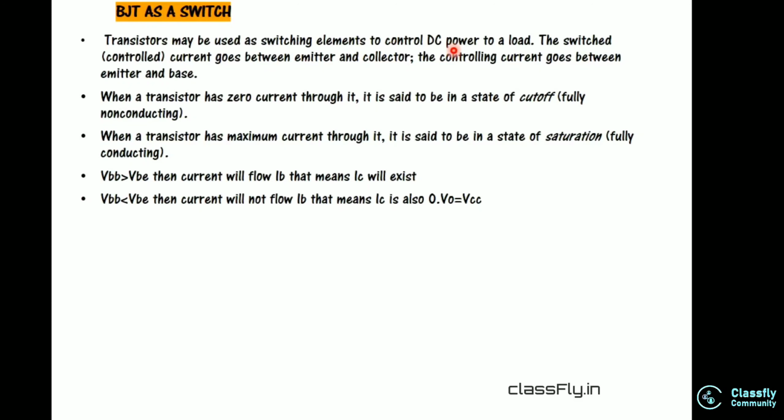That means to make an LED light up or not, we can use the transistor as a switch. The switched current goes between the emitter and the collector, and the controlling current goes between the emitter and the base. So we will see the controlling potential at the emitter-base, and it will decide whether the LED will light up or not, while the switched current goes between the emitter and the collector.